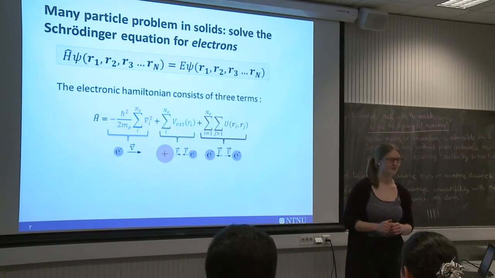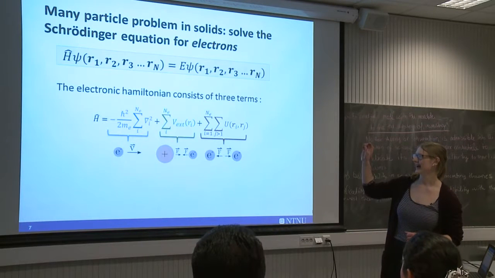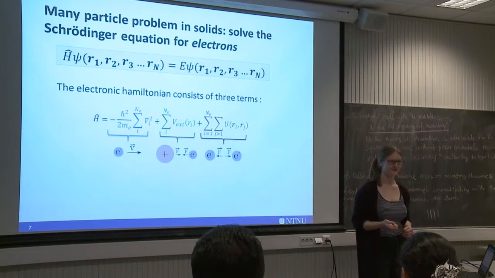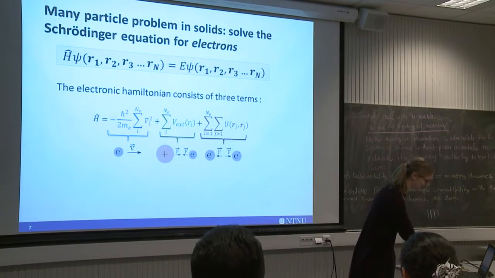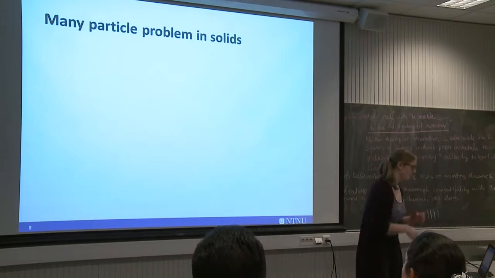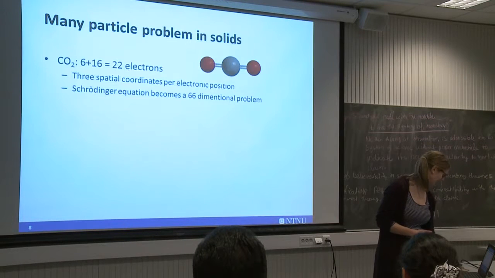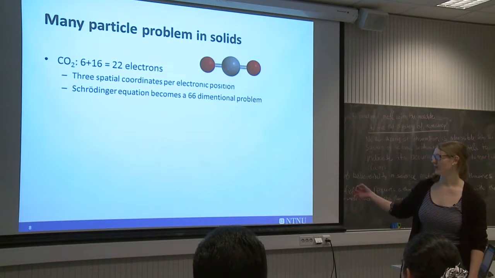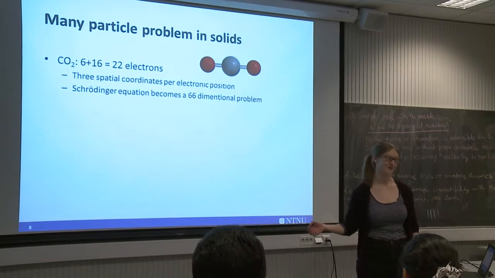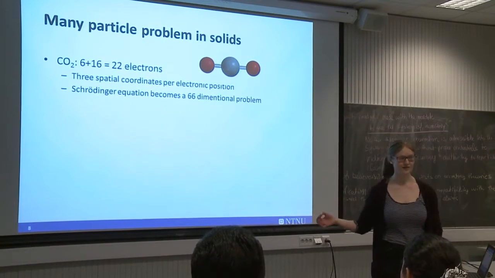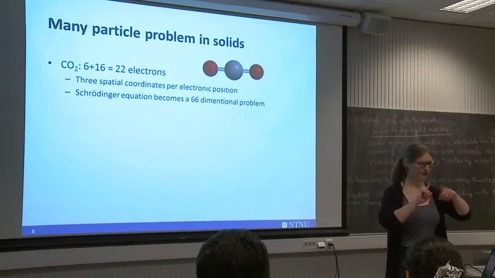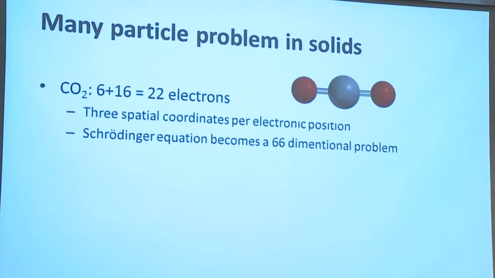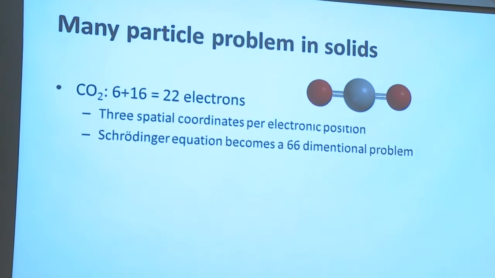But let's just pause a bit and think of how big of a problem this turns out, how fast this escalates in terms of dimensions of the problem. So, okay, real materials. Let's take an easy, small example. Let's look at carbon dioxide. The carbon dioxide molecule consists of 22 electrons. Each electron is described by 3 spatial coordinates. That means that solving the Schrödinger equation becomes a 66-dimensional problem.